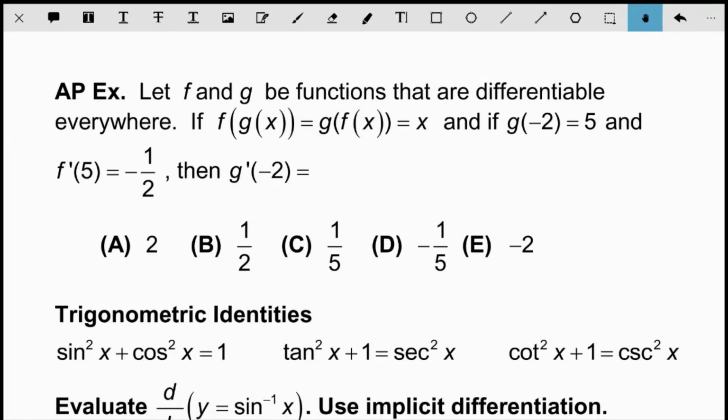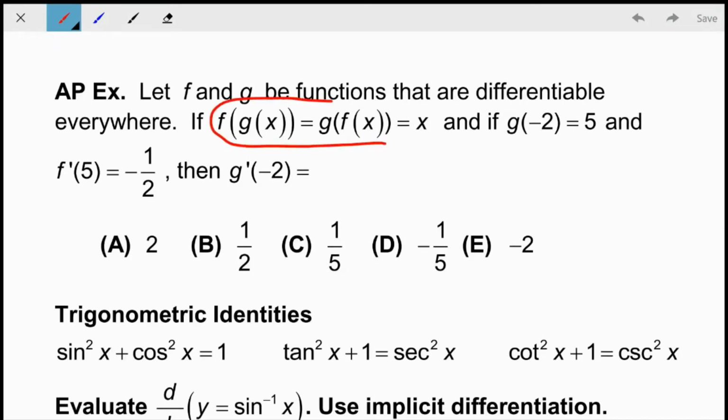So this is an old AP exam question. Let f and g be functions that are differentiable everywhere. If f of g of x is equal to g of f of x is equal to x, and remember, we talked about this a minute ago, that's just establishing that g and f are inverse functions. And then it says if g of negative 2 is 5 and f prime at 5 is negative 1/2, what's g prime at negative 2?